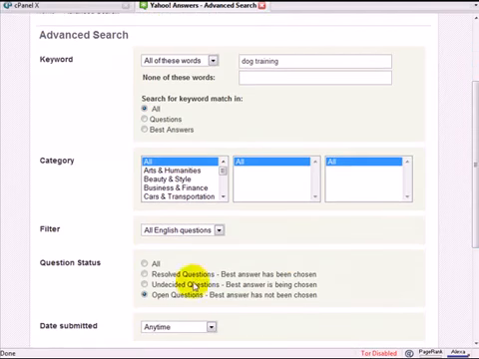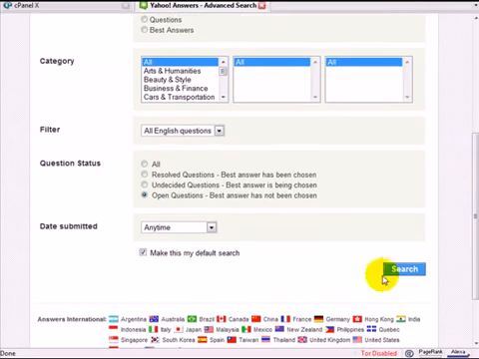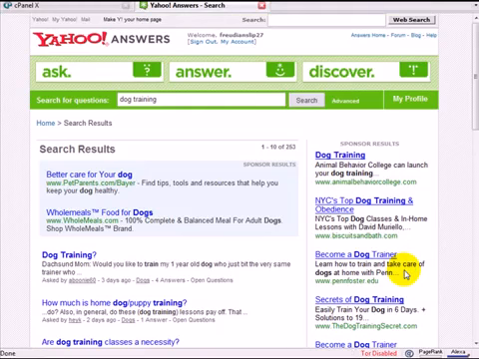Let me show you right here. Select open questions on dog training that have not been closed yet, which means that people can still answer them. And now it came up. See, right now there are 253 people asking questions on dog training that you could go in and answer right now. That's insane. That's a lot of questions.